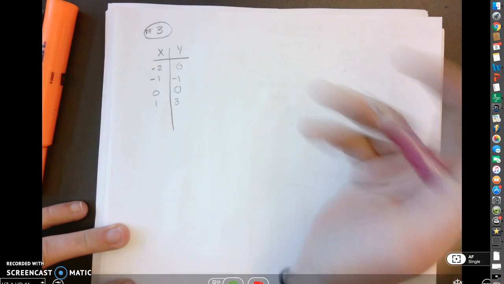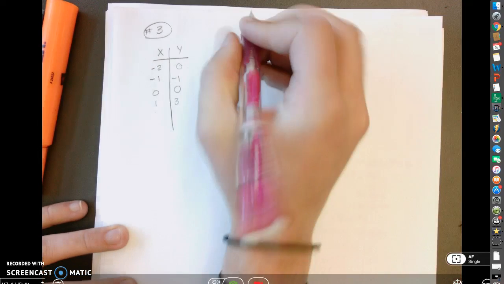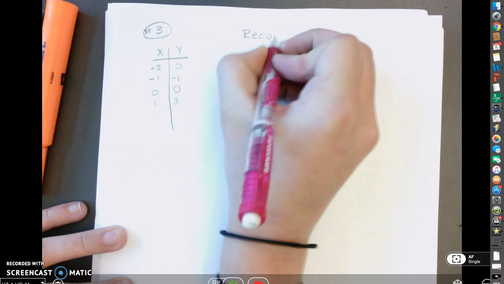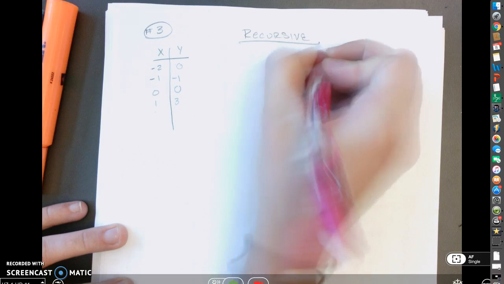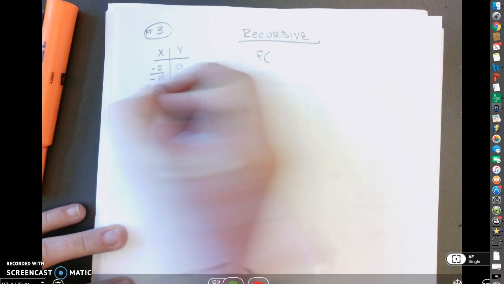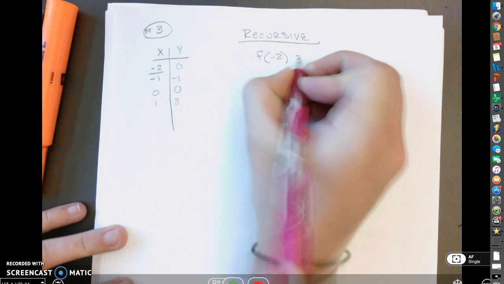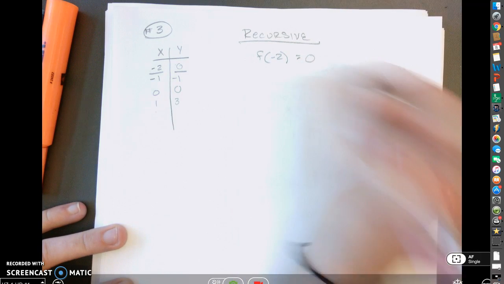All right, here we go. Here is problem number 3 because I told you to skip problem number 2. But you have to find the recursive. Okay, so again, our first term in our sequence is f of negative 2, and it equals 0.